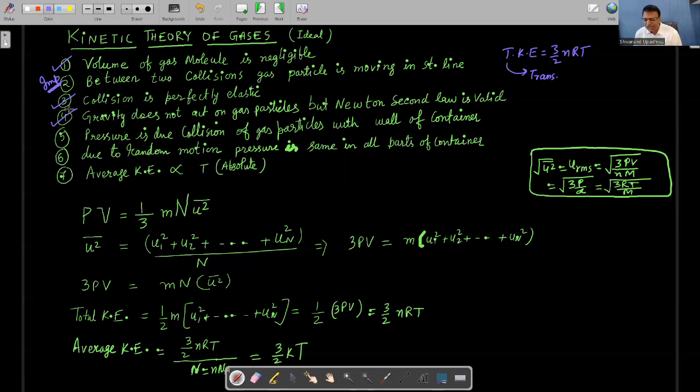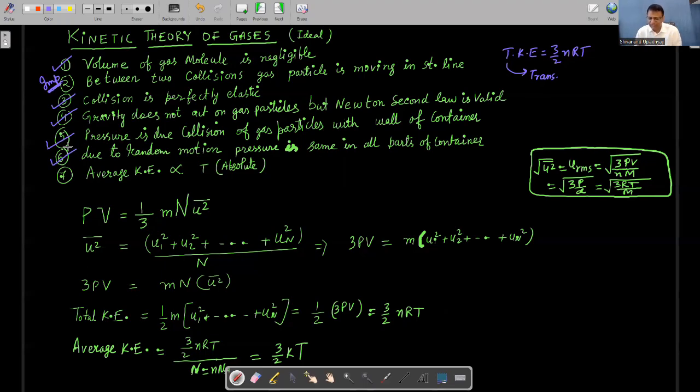Fifth point, pressure is due to collision of gas particle with the wall of container. Yes, they will ask that pressure is because of what? Because of gas-gas collision? No, it is because gas particle is colliding with wall. It is applying force on wall. Force upon area is pressure. And due to random motion of gas particle, the probability of colliding the gas particle at each and every corner in the container will be same, and because of that pressure will be same. And the last point is average kinetic energy is directly proportional to absolute temperature.